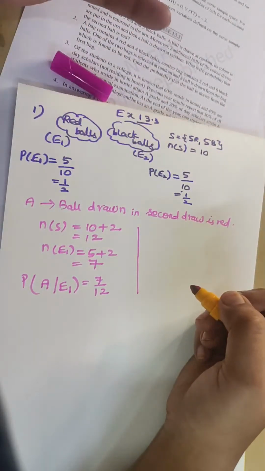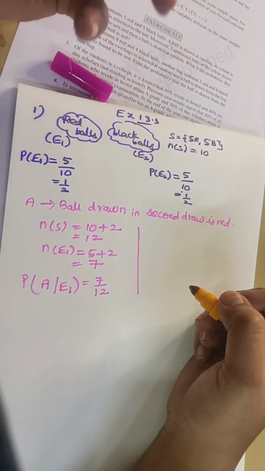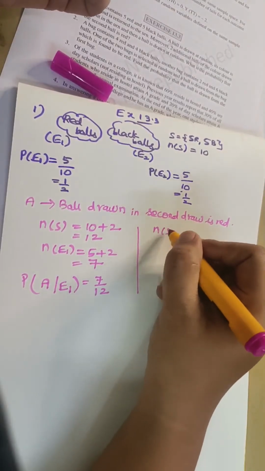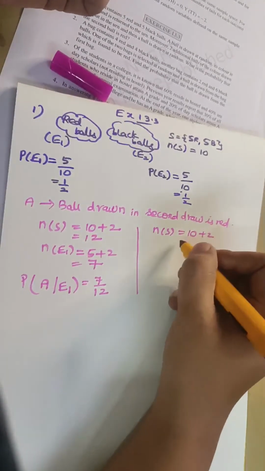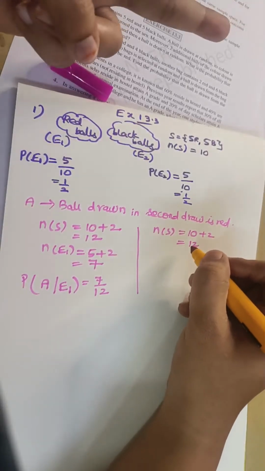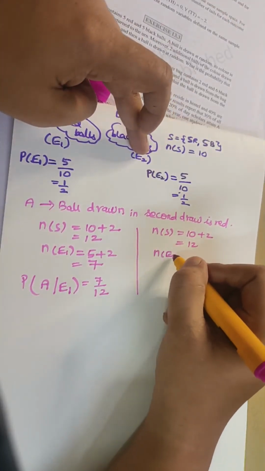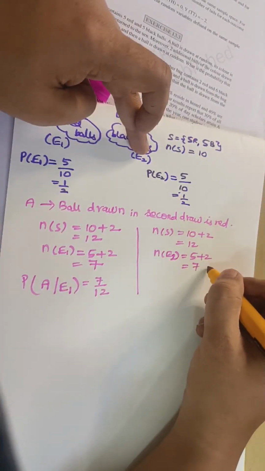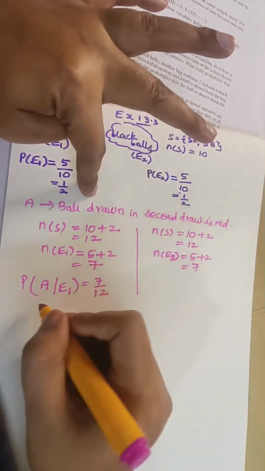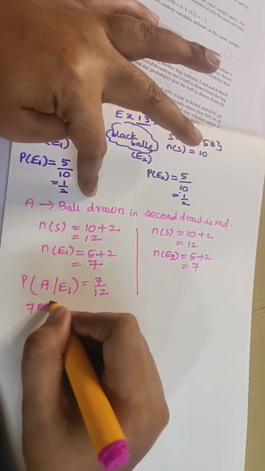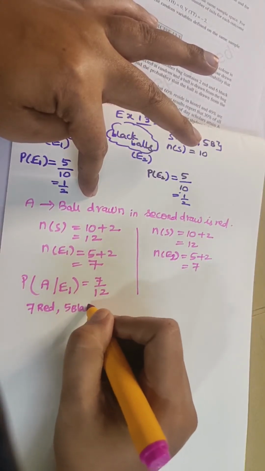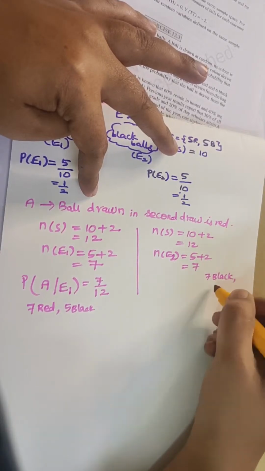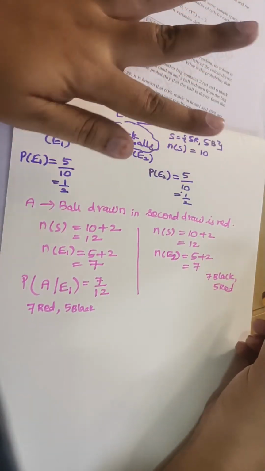So here, I'm taking the first chance and identifying the ball color to be black. Now again n of S is going to be added with 2, because I'm going to add two black balls. N of E2 will become 5 plus 2, 7 black balls and 5 red balls. Here I have 7 red balls and 5 black balls, and here I have 7 black and 5 red. Okay, this is the case.